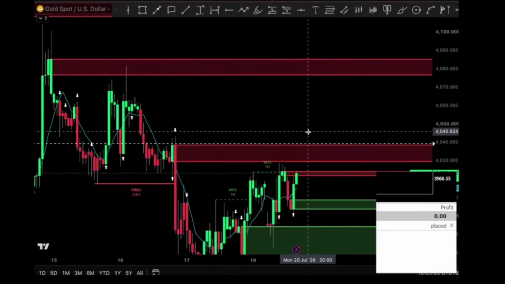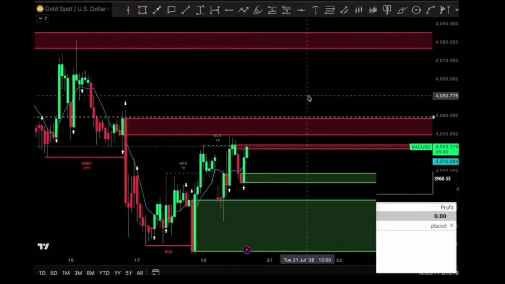Okay, but regarding the entry, if it's going to go through this bearish order block right now, are you waiting until it drops again, or are you going to go right in there?